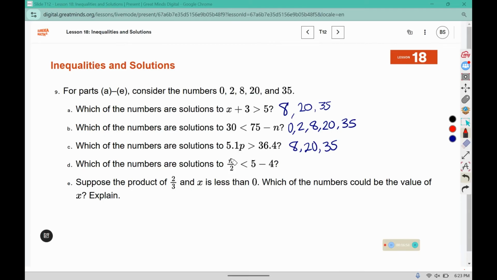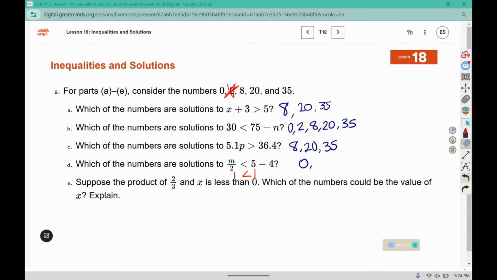Let's check here. 0 divided by 2. Well, that's 0. And this side, 5 minus 4 is always going to be 1. 0 is less than 1, so 0 works. What if we replaced it with the 2? 2 divided by 2 is 1. 1 is not less than 1, so 2 does not work.